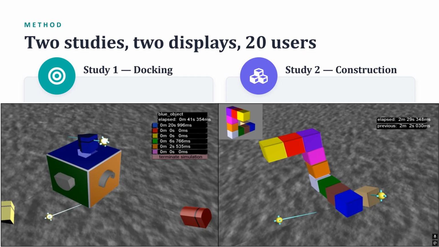They tested each interface on both a monoscopic and stereoscopic display, so they could separate the effect of the input device from the 3D depth on the screen.